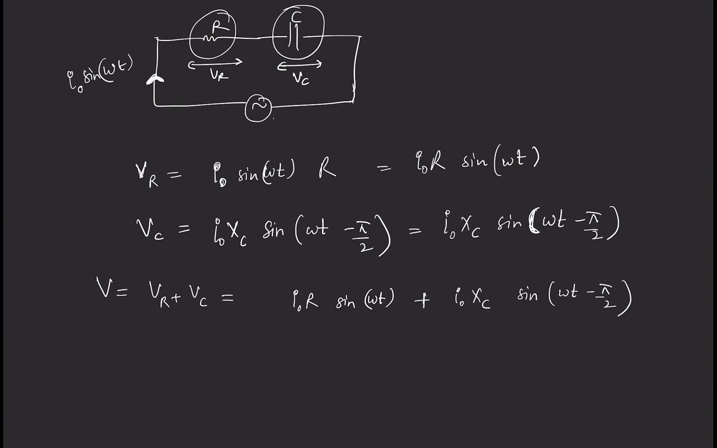And now you can see that we can calculate the instantaneous voltage using the phasor method. So on the x-axis, let the reference be omega t. This I naught R would be plotted on the x-axis as follows. So this is I naught R. This I naught XC would be plotted on the negative y-axis because it has an angle of minus pi by 2. So this would be I naught XC.